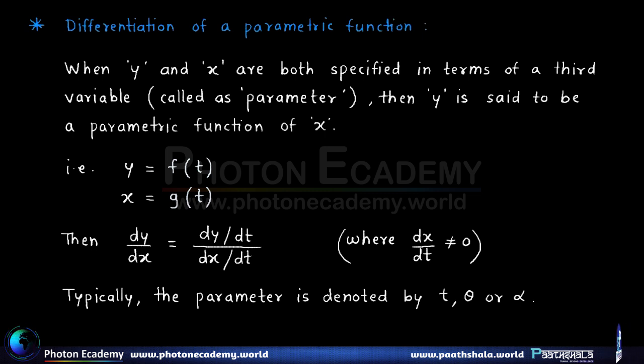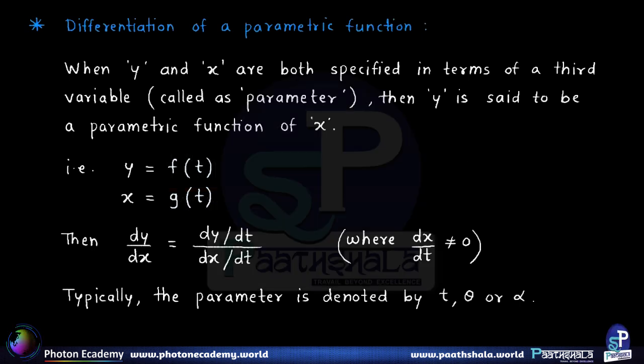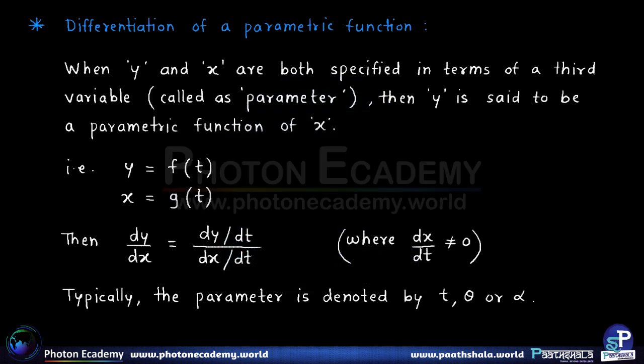That is, if y is expressed as some function of t, say f of t, and x is expressed as some other function of t in general, say g of t, then the derivative of y with respect to x is given by dy by dx equal to dy by dt upon dx by dt.